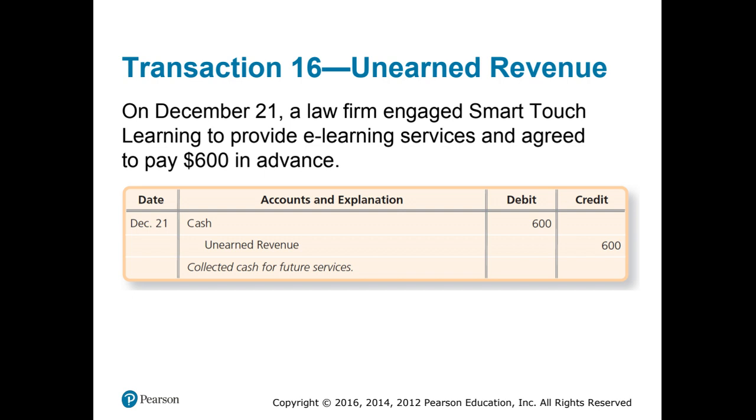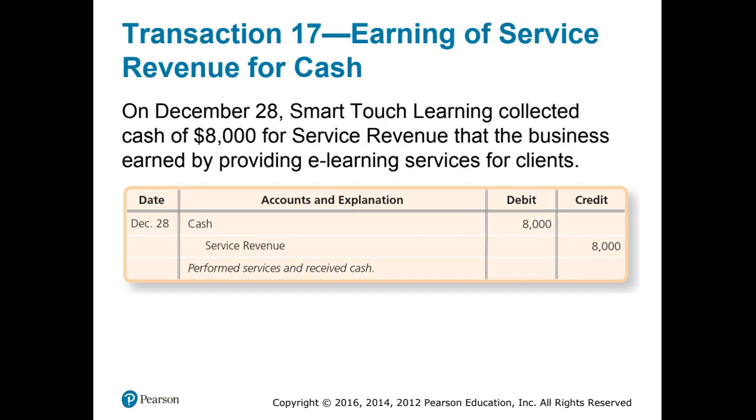On December 28th, Smart Touch Learning collected cash of $8,000 for service revenue that the business earned by providing e-learning services for clients. So on December 28th, we're going to debit cash for $8,000. We're going to credit service revenue for $8,000. And our note is that we performed services and received cash. That is the last transaction in this set of examples.